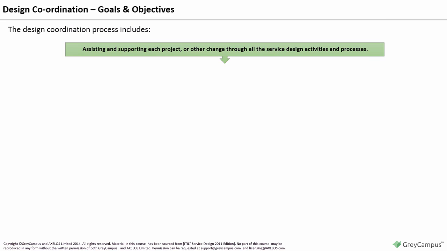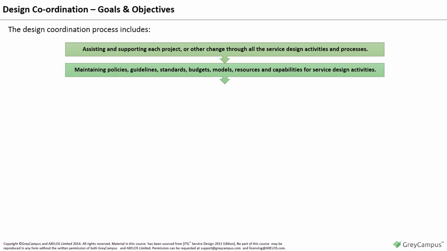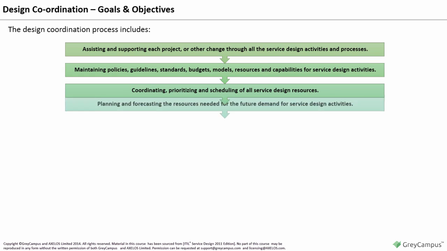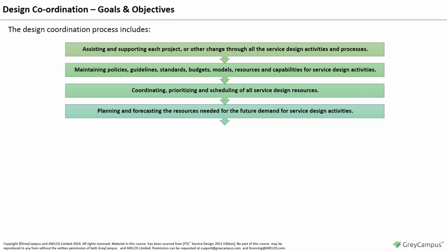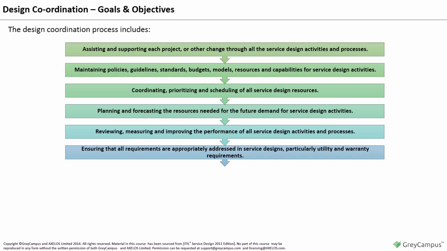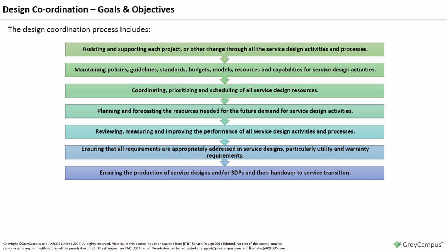The design coordination process includes assisting and supporting each project or other change through all the service design activities and processes; maintaining policies, guidelines, standards, budgets, models, resources, and capabilities for service design activities and processes; coordinating, prioritizing, and scheduling all service design resources to satisfy conflicting demands from all projects and changes; planning and forecasting the resources needed for the future demand for service design activities; reviewing, measuring, and improving the performance of all service design activities and processes; ensuring that all requirements are appropriately addressed in service designs, particularly utility and warranty requirements; and ensuring the production of service designs and/or SDPs and their handover to service transition.